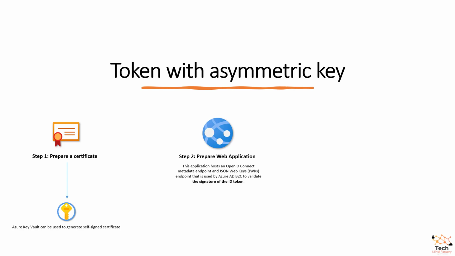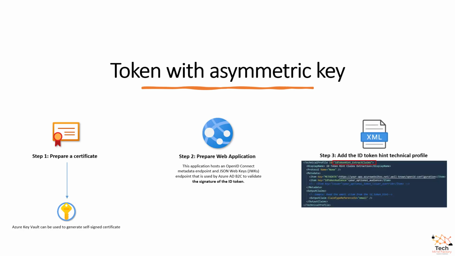So in step 2, we have to prepare a web application. This application hosts an OpenID Connect metadata endpoint and a JSON Web Keys endpoint that is used by Azure AD B2C to validate the signature of the ID token. So step 2 here is nothing else than preparing the Magic Links API. So the Magic Links API should expose those two endpoints to get the JSON web keys, and it should also provide the endpoint for OpenID Connect metadata, so the well-known endpoint.